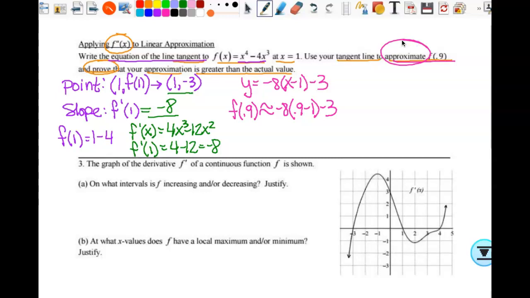All right, well, in this case, even though this is a free response question, I can't just stop here because I have to know what it really is to be able to talk about whether it's greater than the actual value. Okay, you okay with that? So let's see here, 0.9 minus 1 is what? Negative 0.1. So negative 8 times negative 0.1, minus 3. So what's negative 8 times negative 0.1? Not negative, positive. So it's 0.8 minus 3.